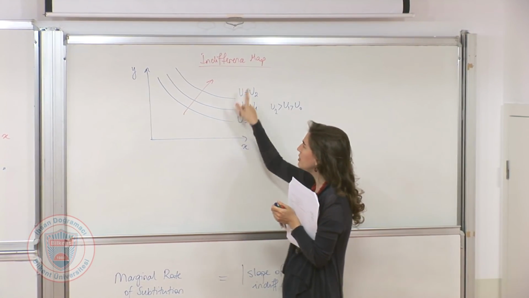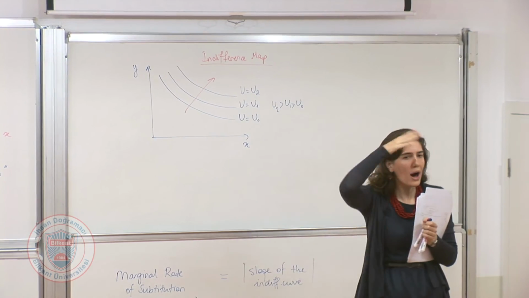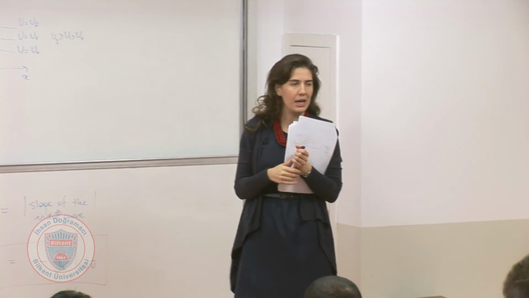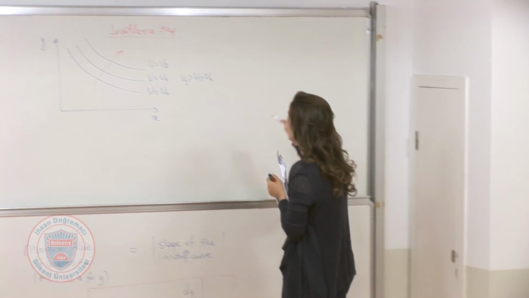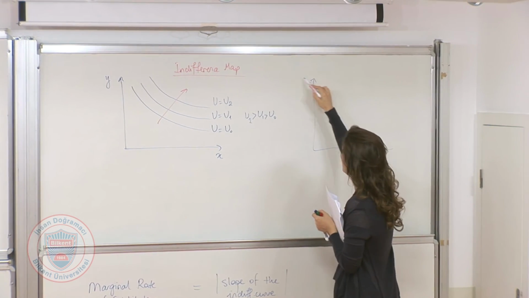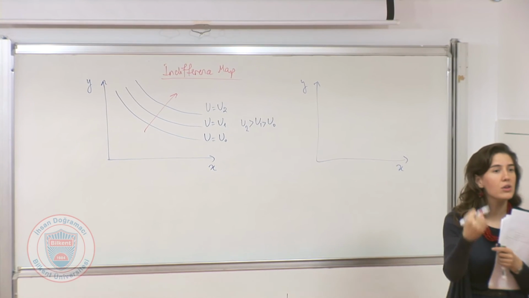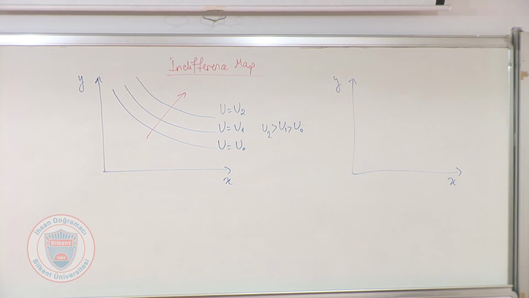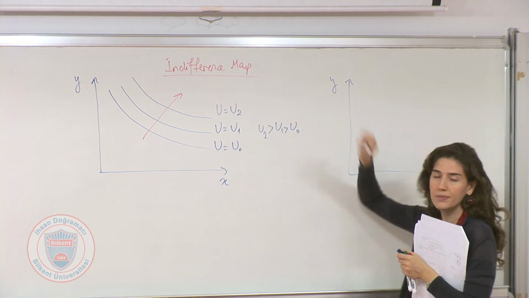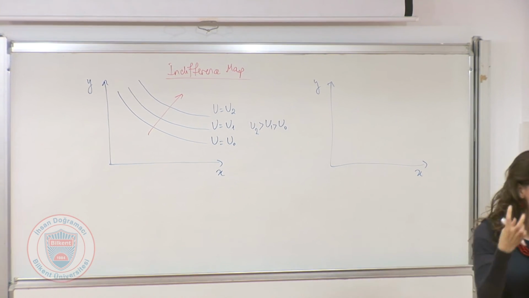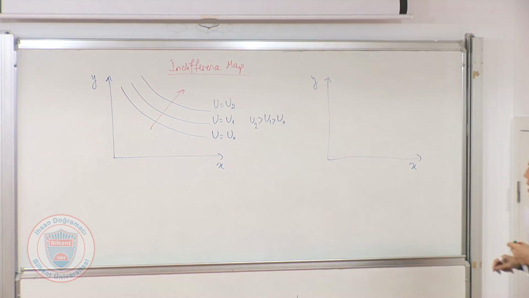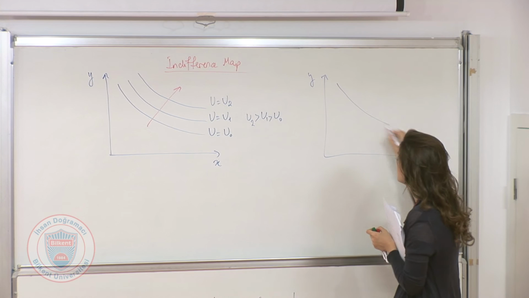But when I draw these indifference curves, why did I draw them in a parallel fashion? Why didn't I draw them like this? So this is y, this is x, okay? By the way, whenever you draw a graph, don't forget to label your axes, always, otherwise they don't mean anything, right? So why didn't I draw them like this?